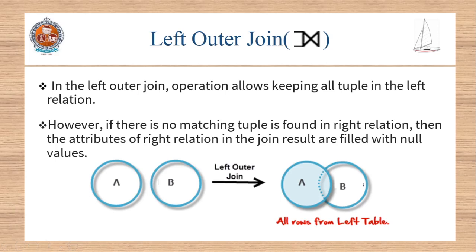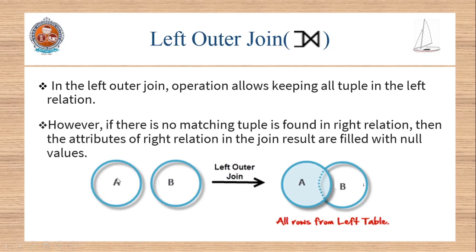But the only difference is which relation's values will be present. So coming to the left outer join, this is the notation we are using for it. The left outer join is going to keep all the tuples in the left relation, whether they satisfy the condition or not. It maintains all the tuples present in the left side relation.